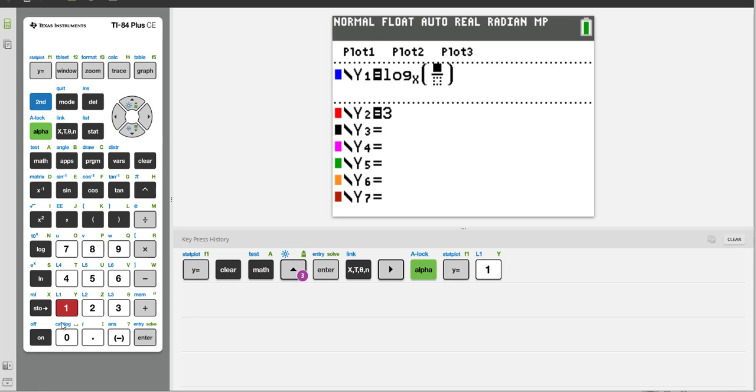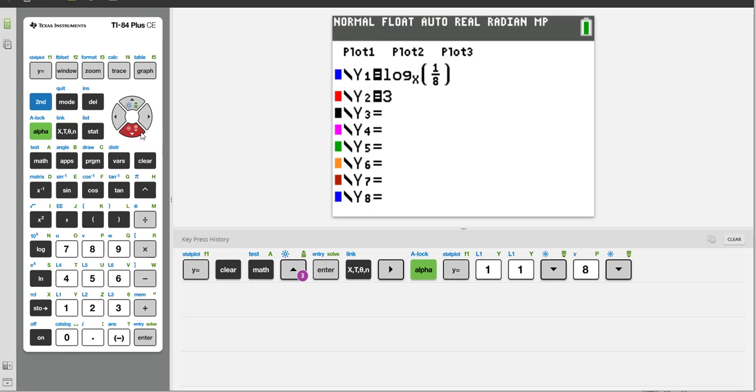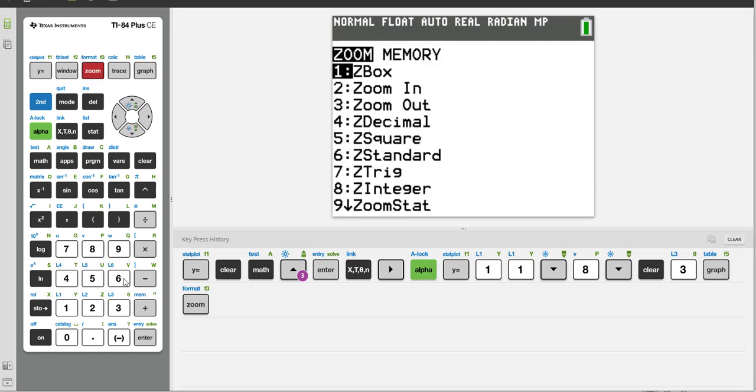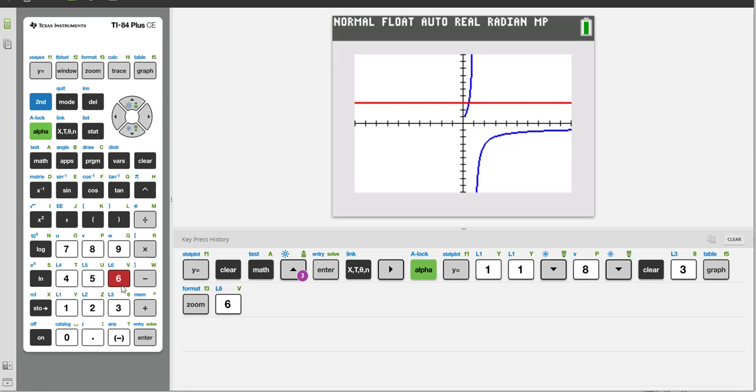Type in 1 and the down arrow. Type in 8 and press the down arrow. If something is in y2, press clear. Type in 3. Press graph. If the graph is not in the standard window, press zoom 6. Make sure you can see the intersection point. To solve an equation, you need to be able to see the intersection point of the graphs. You can see the intersection point.